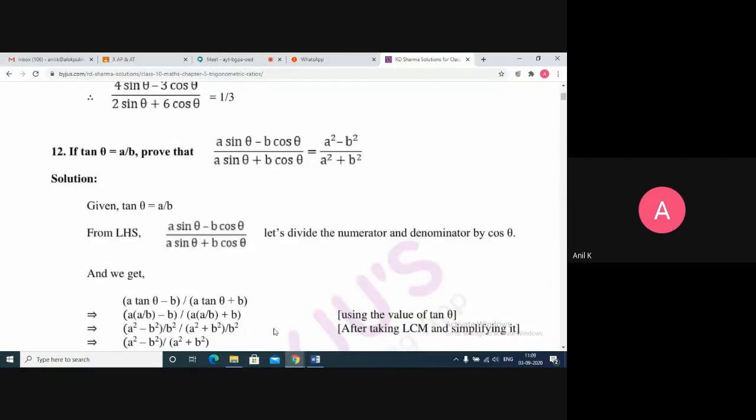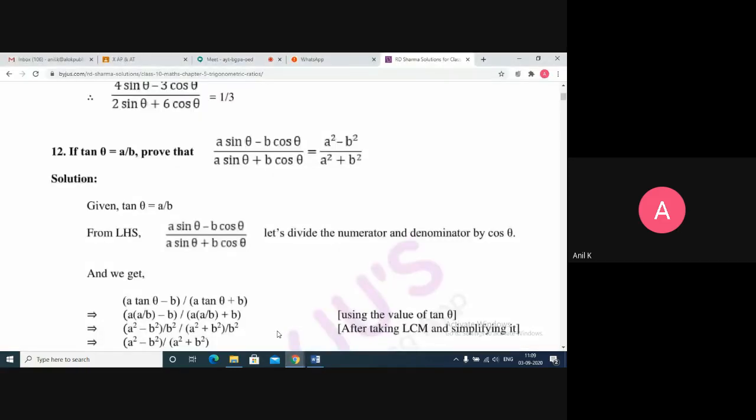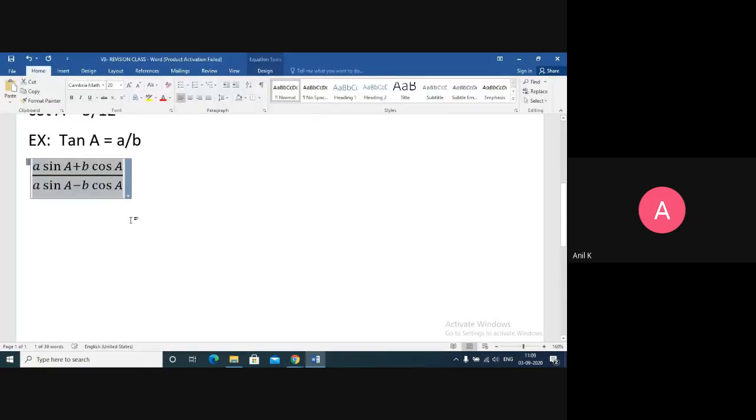A sine theta minus B cos theta. So it will be A sine A plus B cos A upon A sine A minus B cos A. I think that is the question given. A sine A minus B. Numerator is minus, sorry, I have taken the reverse order.